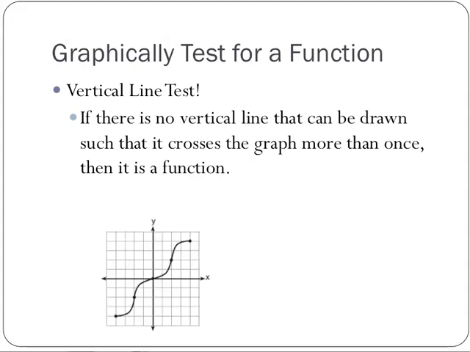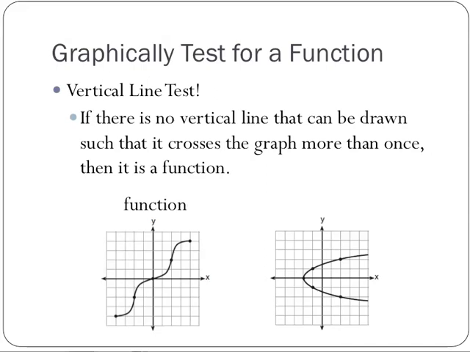Okay, so here in this first one, we can see that if we went through the entire graph with a vertical line, there's no vertical line that I can draw that will cross the graph in more than one place in one vertical line. So this is a function.